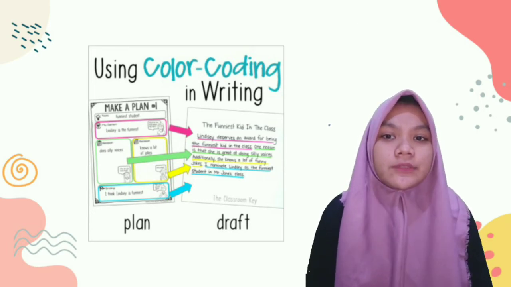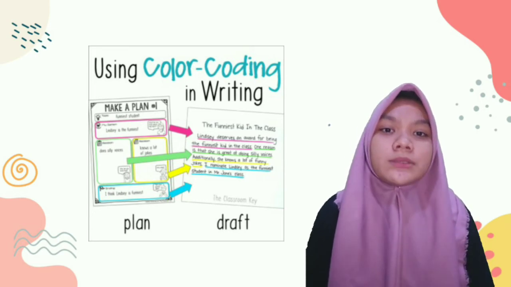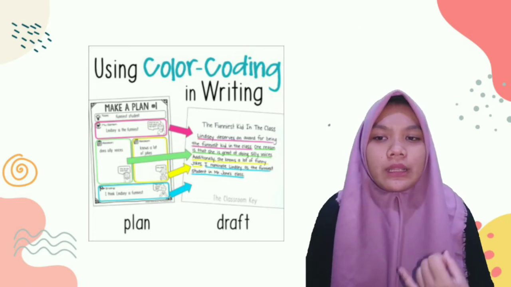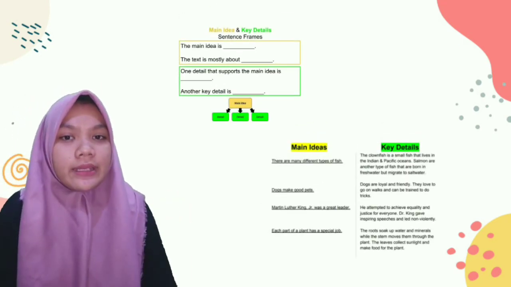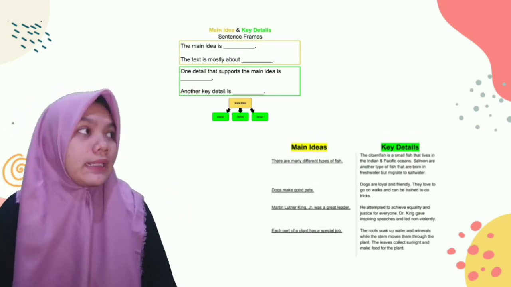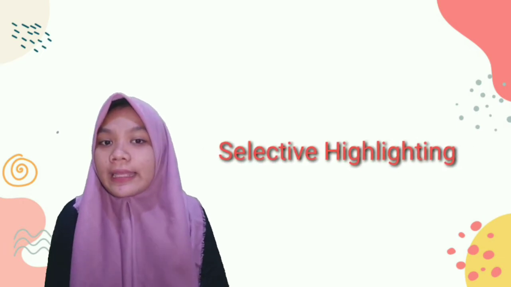But it can also be used for compare and contrast, author's purpose, and then fact versus opinion, and so on. In this example, the main idea is always yellow, while the key details are always green. Next, another color coding strategy is selective highlighting.